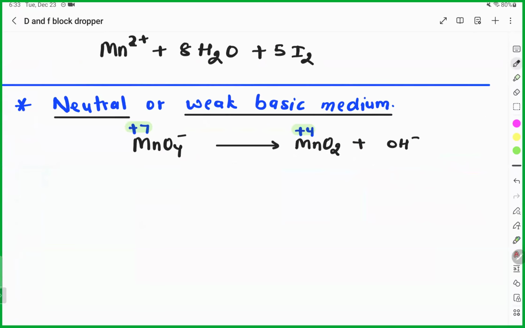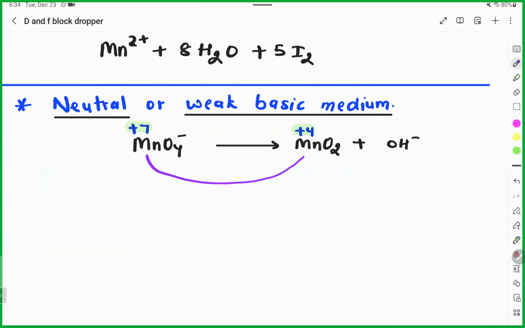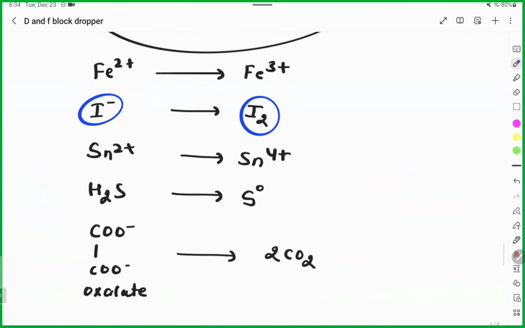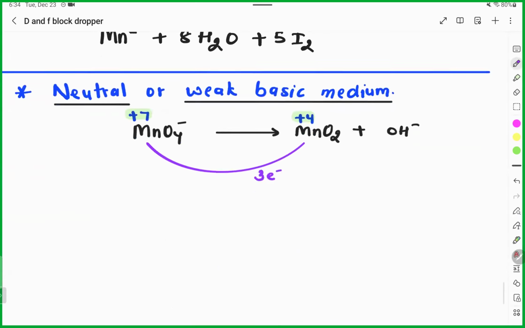So that is the difference. In the case of acidic medium, there is a difference of 5, from +7 to +2. Here you have a difference of 3, correct? Here you will have a gain of 3 electrons. That is the biggest difference, and that will be asked in your exam. Nobody is going to ask a simple question like this because it's easy to do. But if they give it in the neutral or weak medium, then you will be confused.